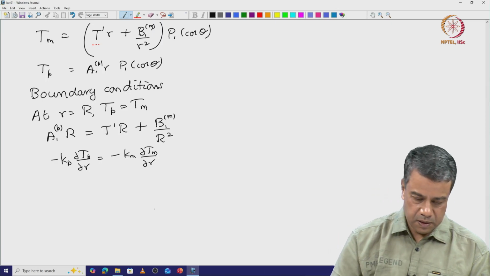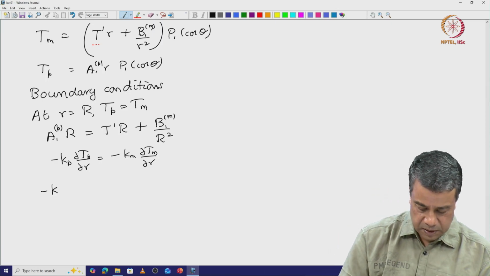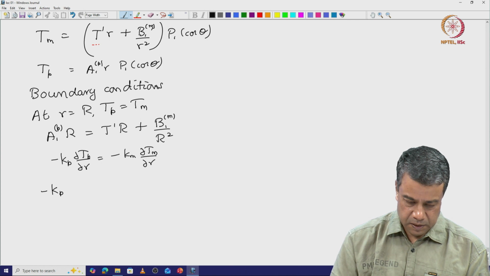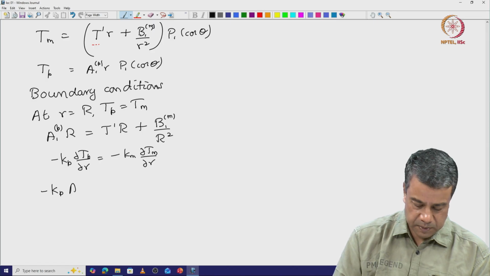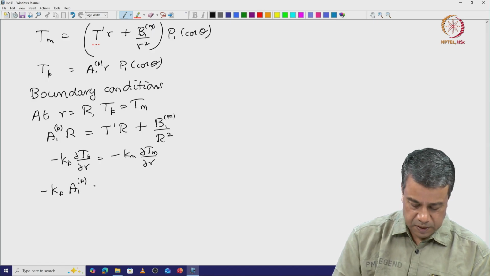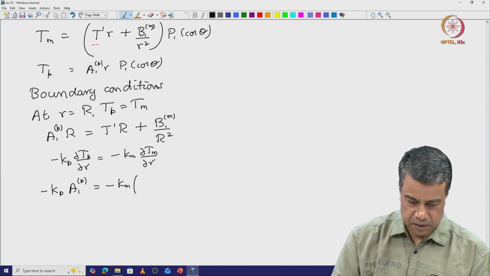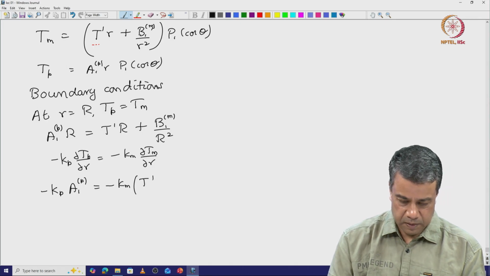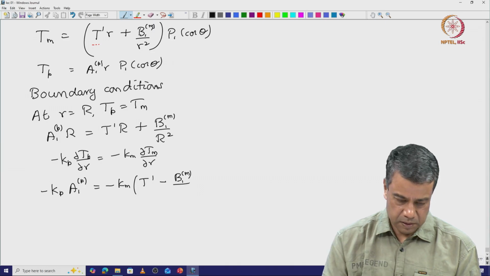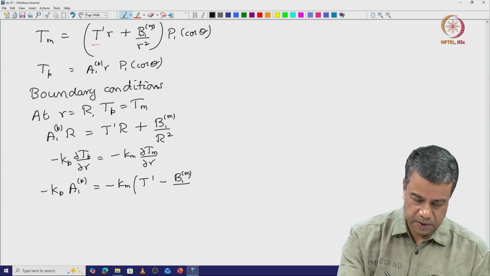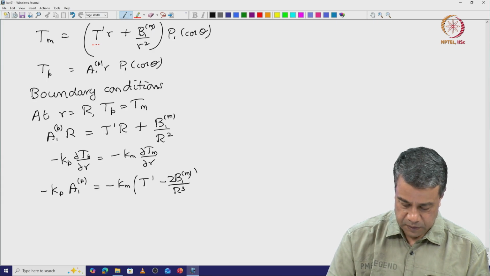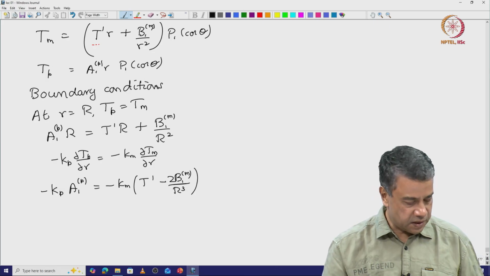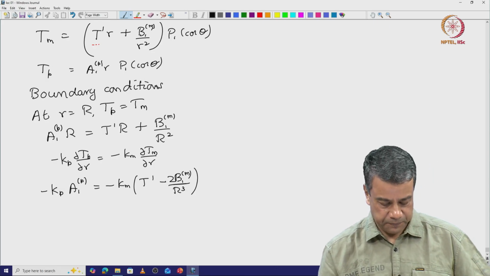Okay. So, this gives me minus k particle into partial T particle by partial r, which is just A1 particle, is equal to minus k matrix into T prime minus B1 matrix, where the derivative of 1 over r square is minus 2 by r cubed. Okay. There is a P1 of cos theta on both sides, that will cancel out on both sides. Okay.